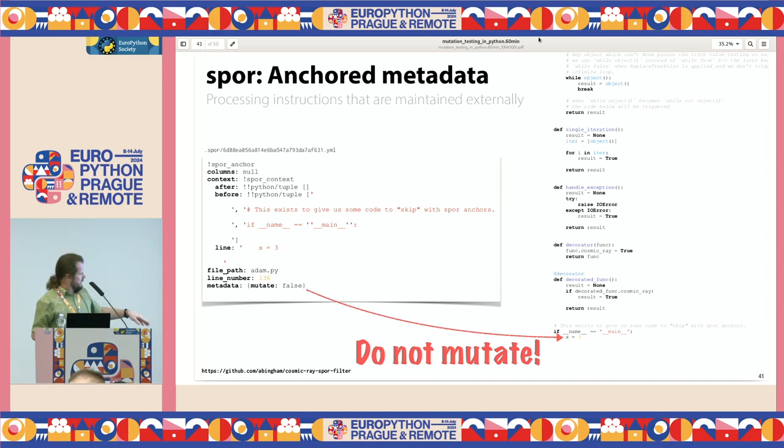So you can check out Spore. I think there's a link there. There's a Spore filter for Cosmic Ray, which allows you to plug Spore into Cosmic Ray, but Spore is a standalone tool you could use to attach data to anything. It seems to work, and I'd love to hear if it does or does not work for you if you try it out. It's a neat tool.